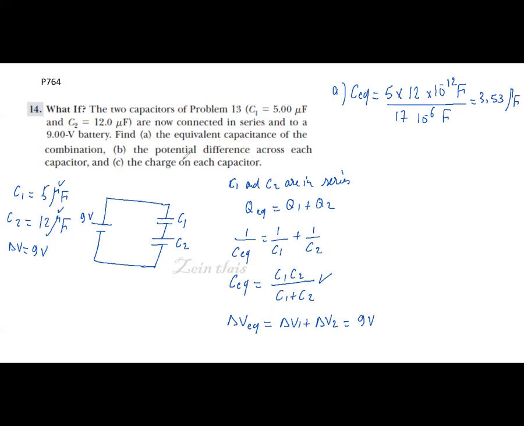Part B, I have to find the potential difference. I can find delta V across each capacitor, delta V1 and delta V2. And part C, I have to find the charge Q1 and Q2.